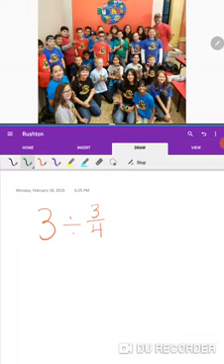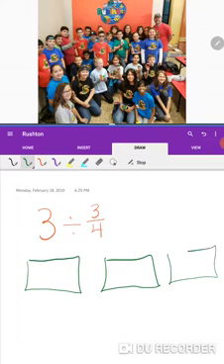All right, let's take a look. Again, let's just do what the picture says. It says draw 3 holes. There's your 3 holes. Cut them all into fourths. 1, 2, 3, 4. Cut them all into fourths. Now here's the confusing part. They want to know how many groups of 3 you have out of the fourths. Because we already cut them into fourths. How many groups of 3 do we have?